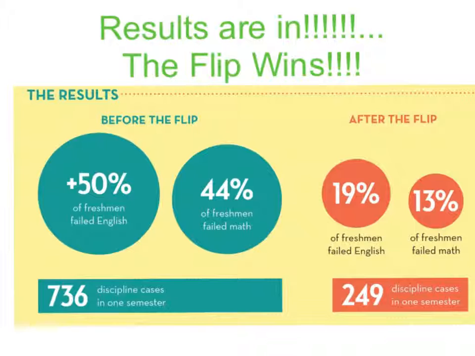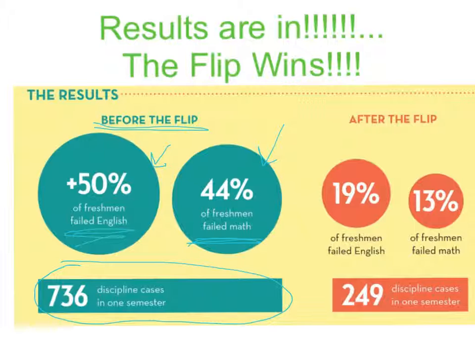Also, this is crazy. I just want to show you how well flipping works. Before the flip, 50% or more of freshmen failed English, and 44% of freshmen failed math. That means in most cases, more than half of the freshman students were failing before the flip, where you did the traditional classroom, just listening to the lecture, taking notes, doing activities at home. I mean, it just wasn't working. And down here, it also said that there were 736 discipline cases in one semester. So they decided something has to be changed. So they did the flip.